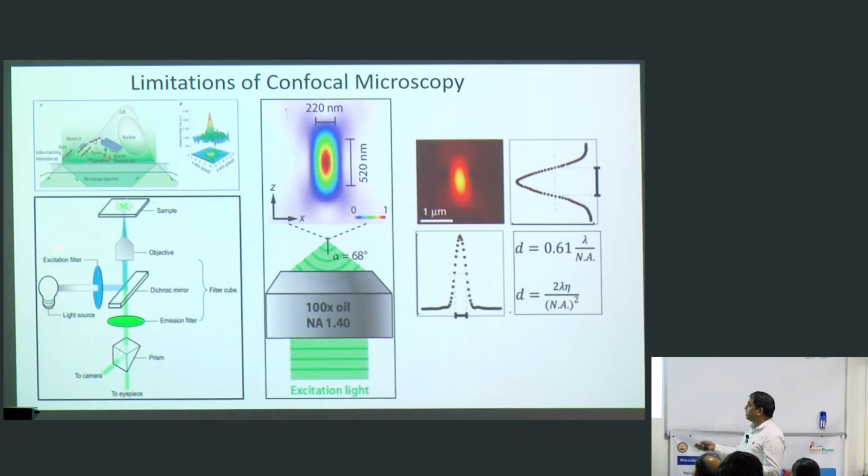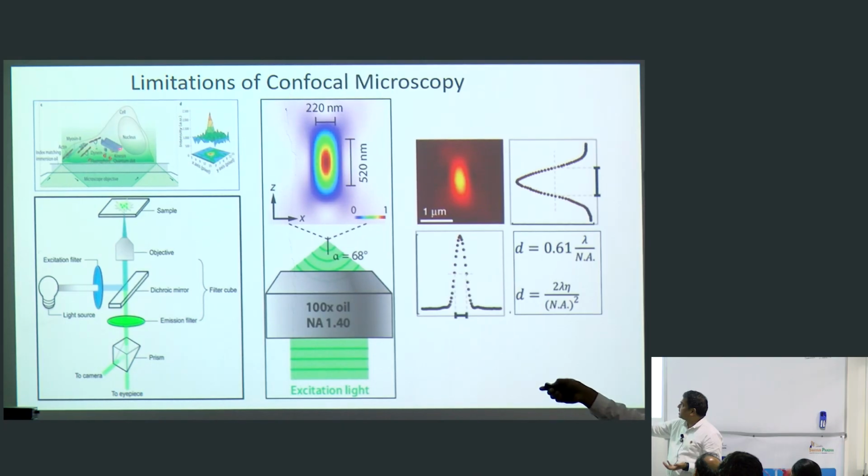As I told you, whenever you are using a confocal arrangement, you have this whole setup which I have shown: the light source, the dichroic mirror, here is the objective, and here is my sample. We can think of the sample as a biological sample, let's say a cell with a nucleus and all of its organelles.